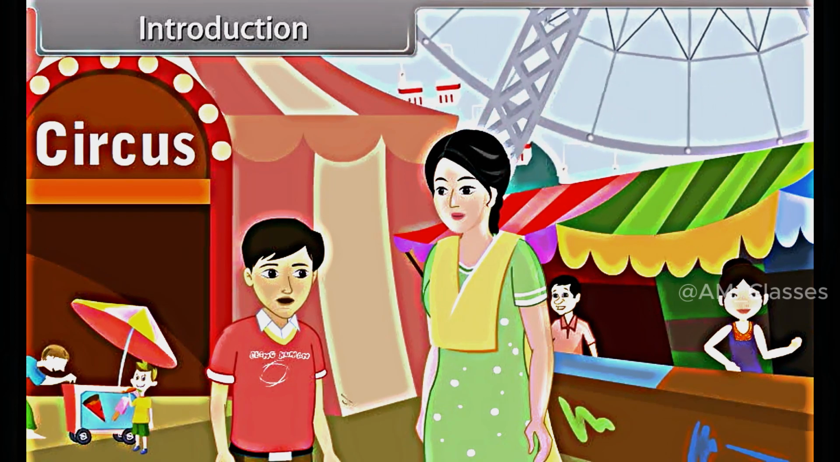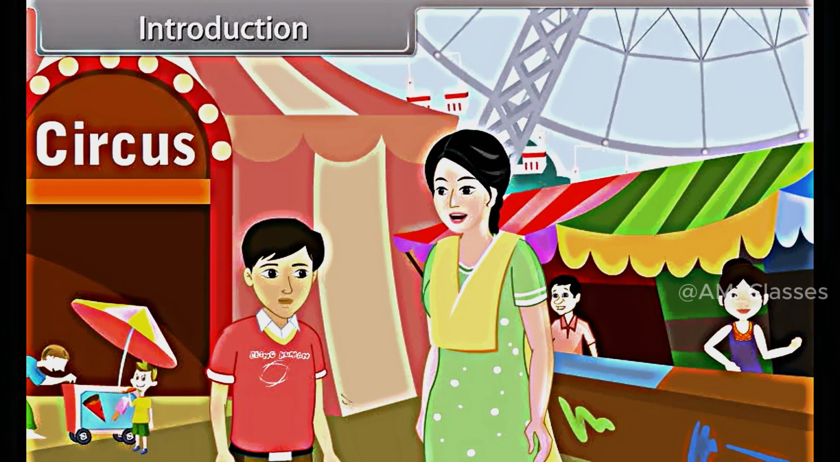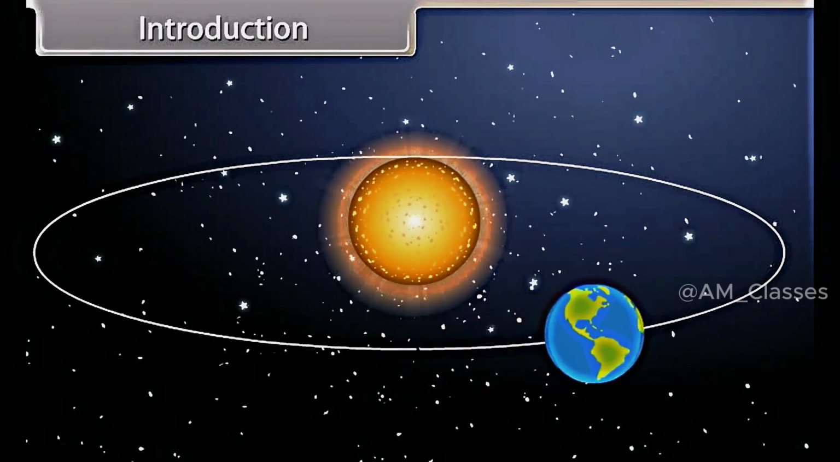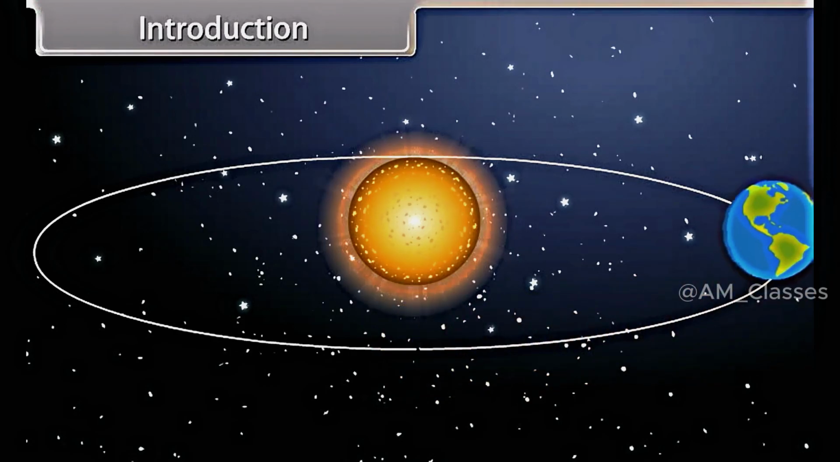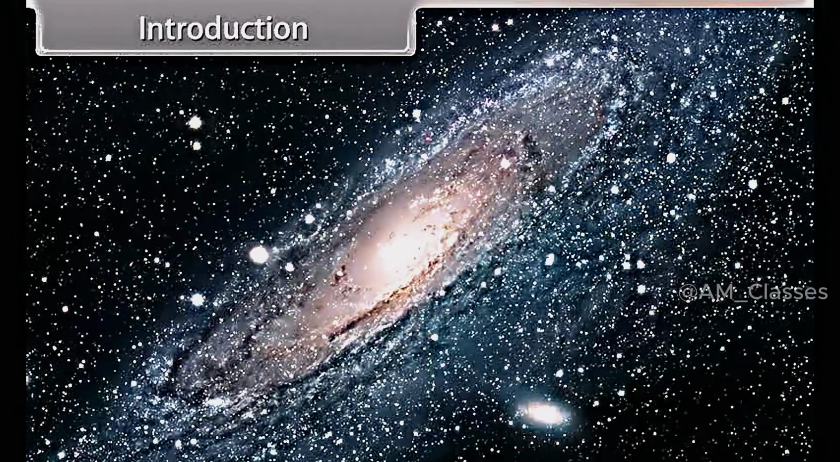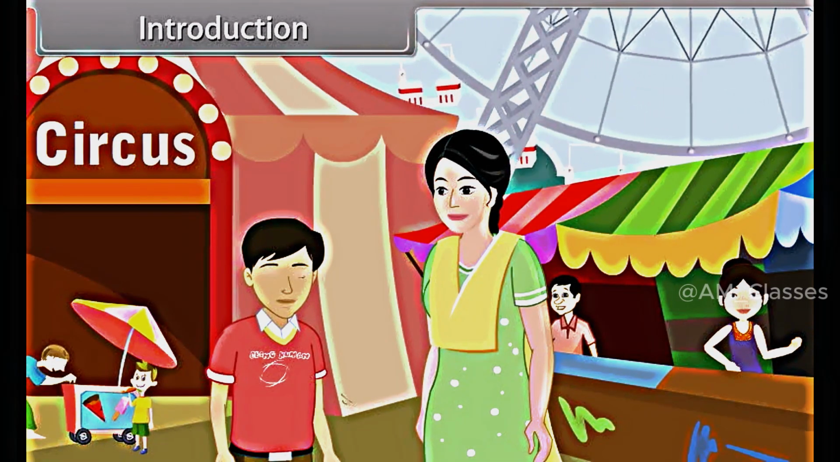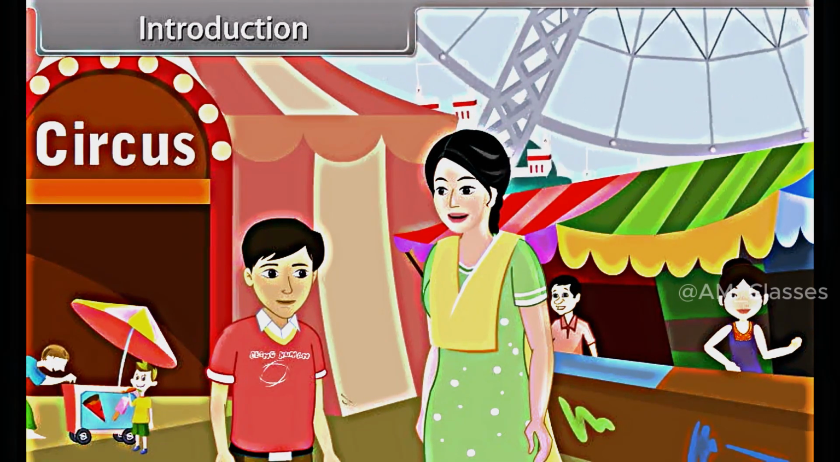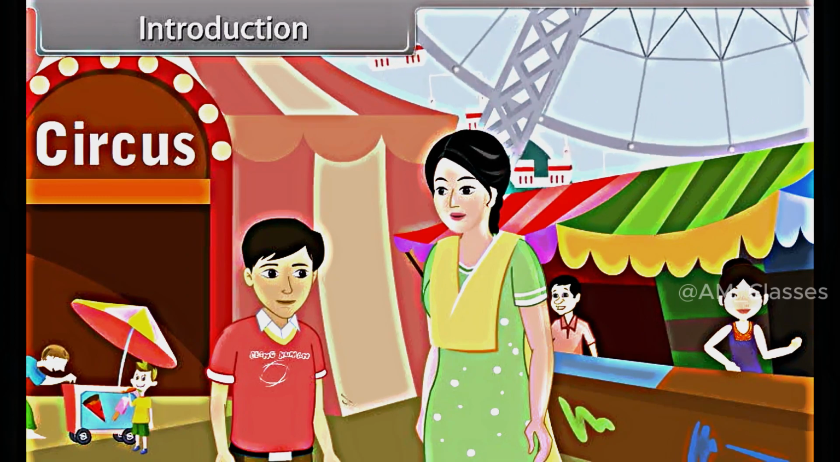But I am not in motion. Even if you appear to be standing still, the Earth is moving around the Sun, and the Sun is moving around our galaxy. Mom, I want to know more about motion. Please tell me. Okay, let's go home. I will teach you about motion.